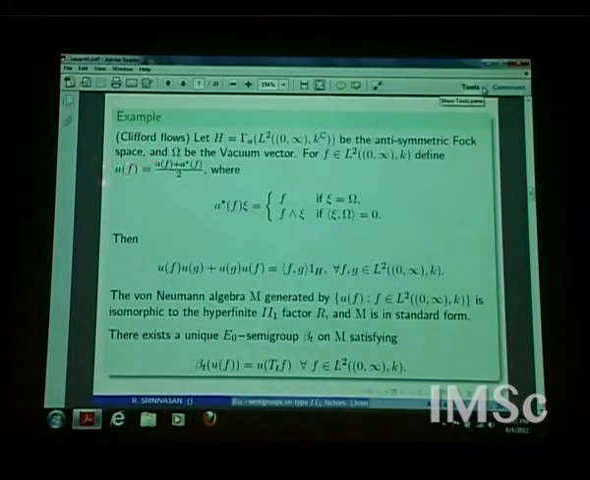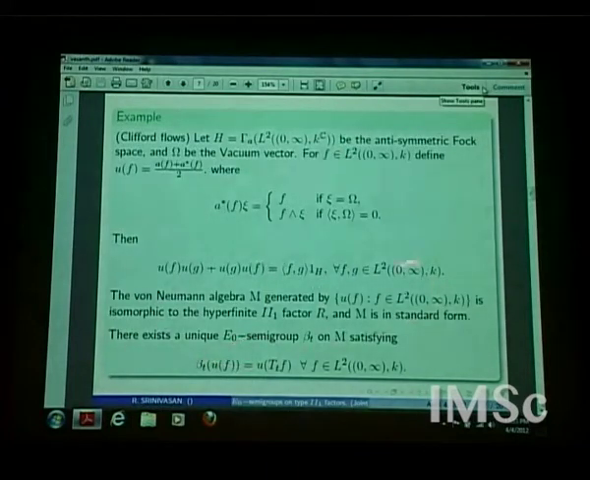Then we define this U of F to be just the average of these two. Remember, I am taking F from this real Hilbert space. So this U of F will be a self-adjoint operator. In fact, they will be self-adjoint unitary, I think, or at least a constant times unitary. They will satisfy this commutation relation: U(F)U(G) plus U(G)U(F) is the inner product between F and G times 1. So if F and G are orthogonal, they will anti-commute, for example. This is the anti-commutation relation.